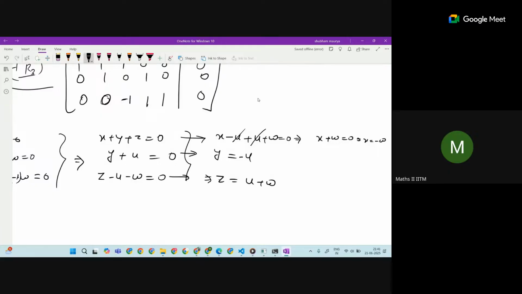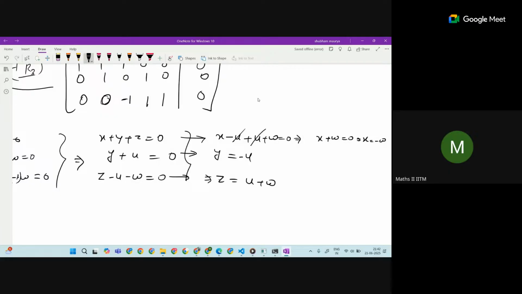So what we got here finally: x is equal to minus w, y is equal to minus u, and z is equal to u plus w. So please comment or stop me if I am making a numerical mistake. Okay. So this is what it is.